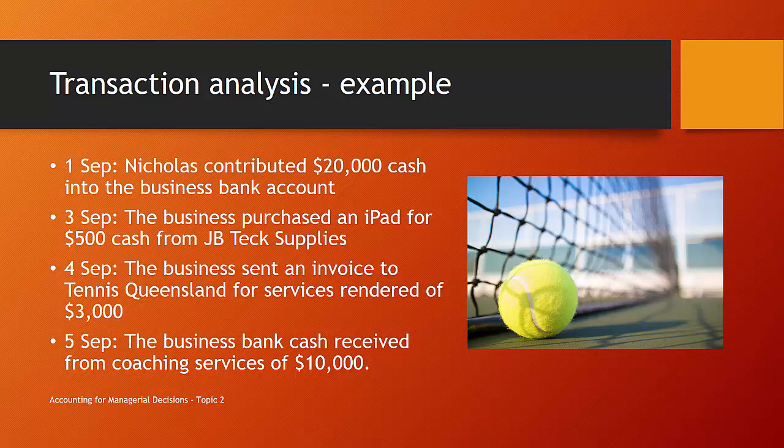So the first transaction on the 1st of September is that Nicholas contributed $20,000 cash into the business bank account. 3rd of September, the business purchased an iPad for $500 cash from JB Tech Supplies. On the 4th of September, the business sent an invoice to Tennis Queensland for services rendered of $3,000. And on the 5th of September, the business banked cash received from coaching services of $10,000.